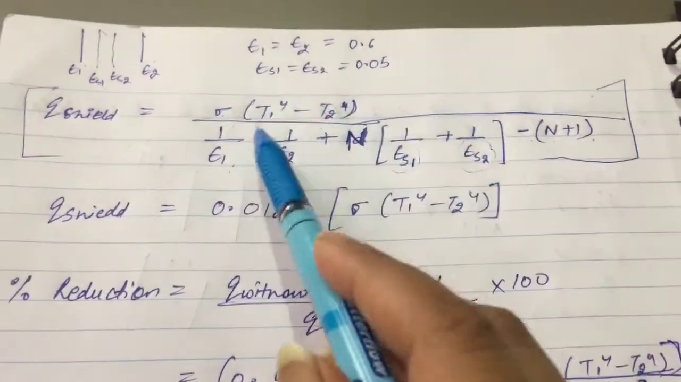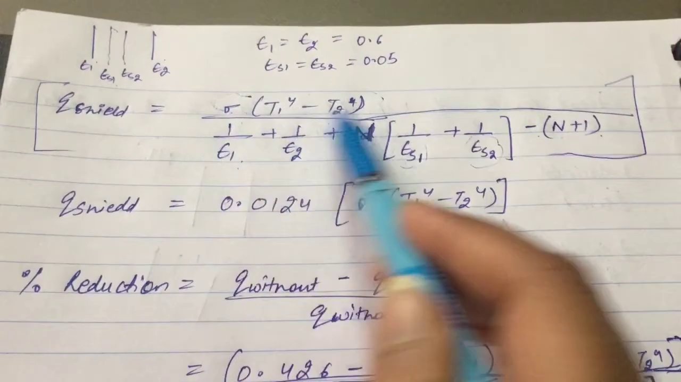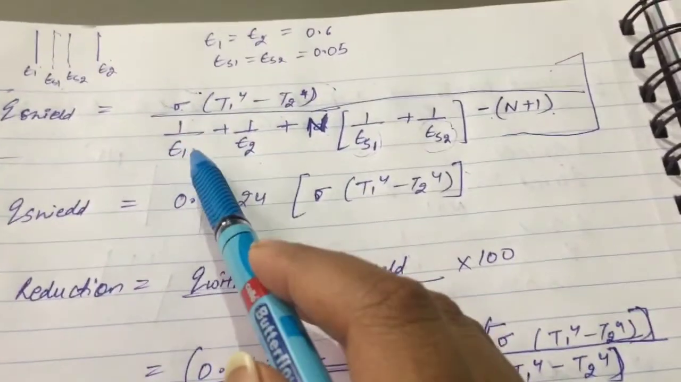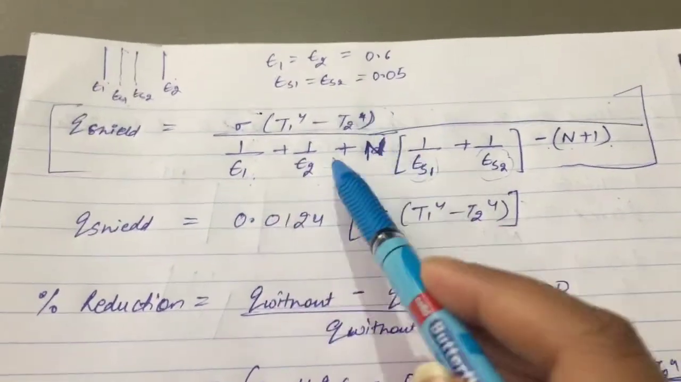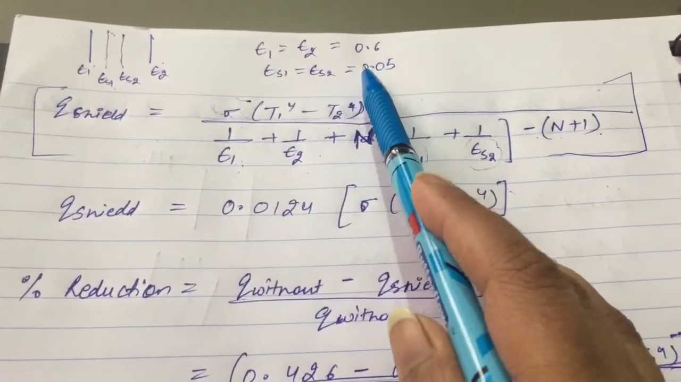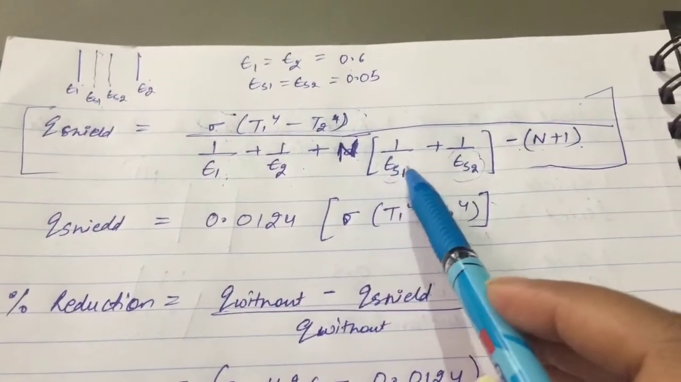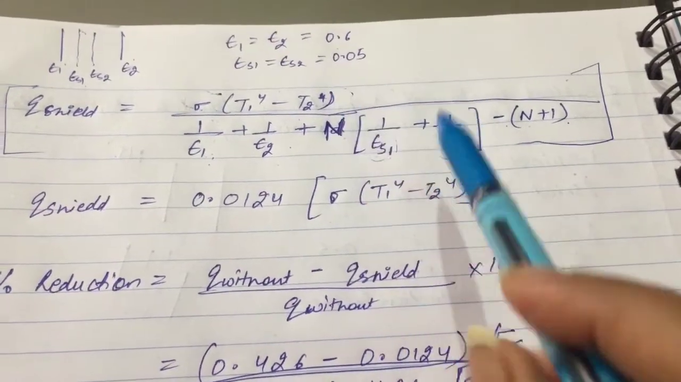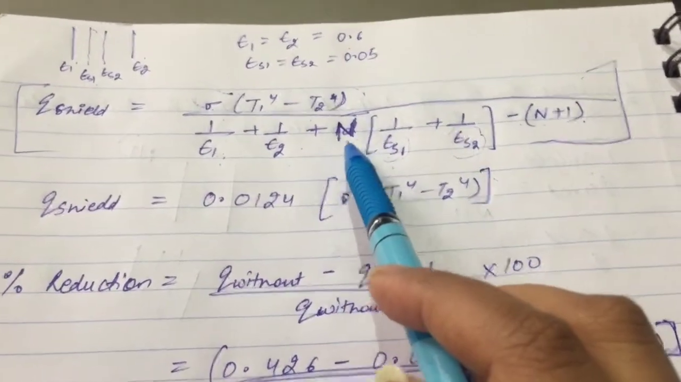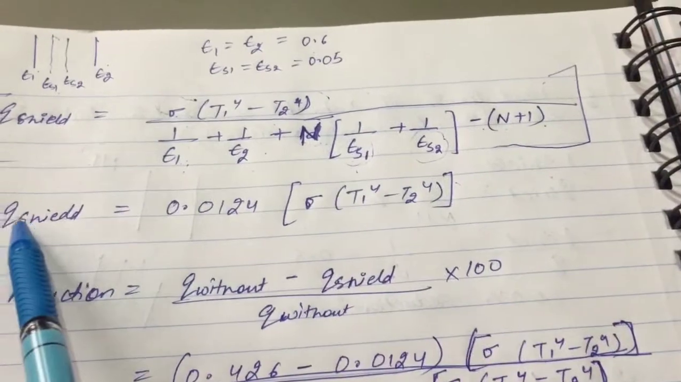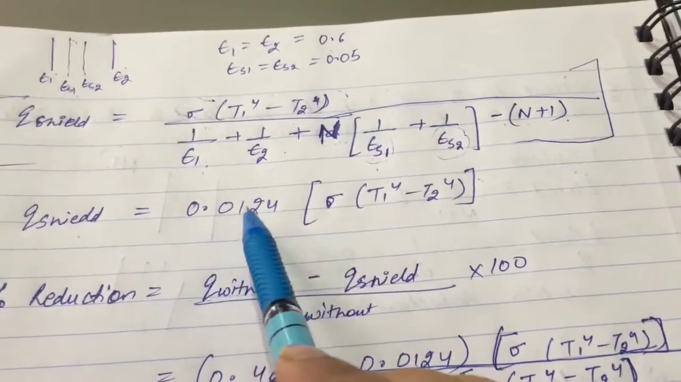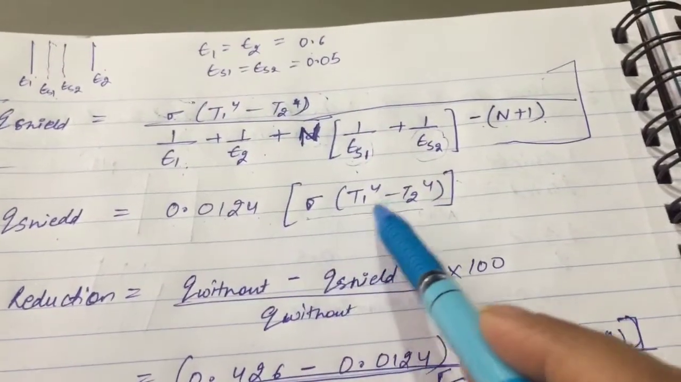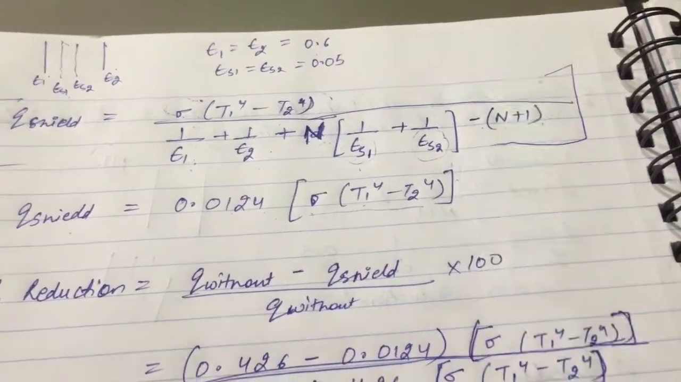We don't know the numerator value, so we are going to keep it as it is. For the denominator, we know the value of epsilon 1 and epsilon 2, which is 0.6, and we know the epsilon of both the sheets, which is 0.05. So putting in those values, with the number of shields being 2, we get our Q with shield as 0.0124 into sigma into T1 to the power 4 minus T2 to the power 4, the numerator.